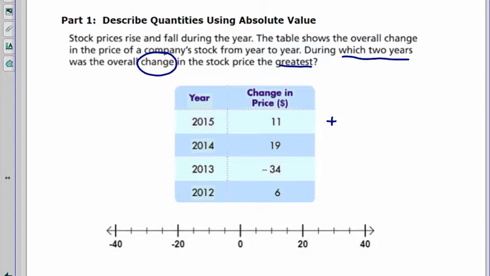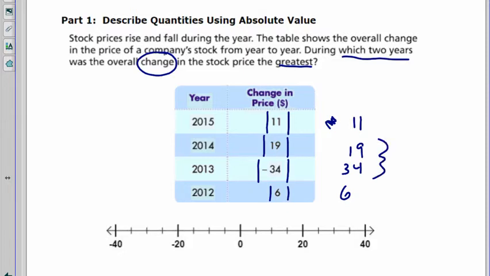So if I did the absolute value of 11, then the change was 11 units. The change here in 2014 was 19. The change was 34. And the change was 6. See, the absolute value tells us the change, regardless of whether that change went up or down. So again, on the number line, we have a change. Well, we don't even need the number line for this, honestly. You can see pretty clearly that these 2 years had the largest or greatest change.